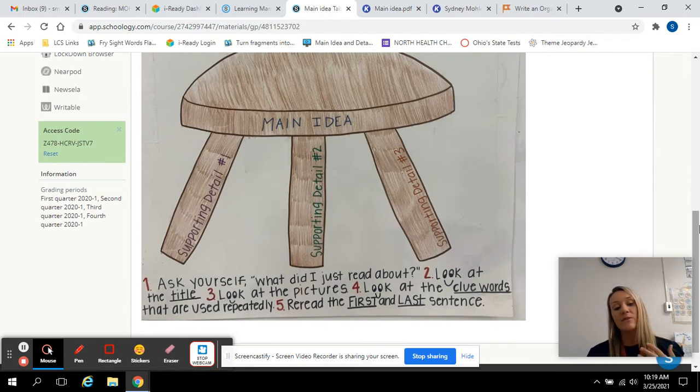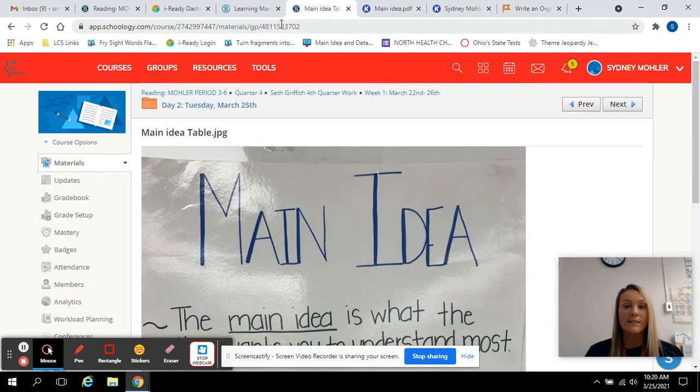And then some ways that we do find main ideas: you ask yourself, what did I just read about? You can look at the title, you can look at pictures, you can look at clue words that are used repeatedly, and you can reread the first and last sentence. So we're going to get into that today.